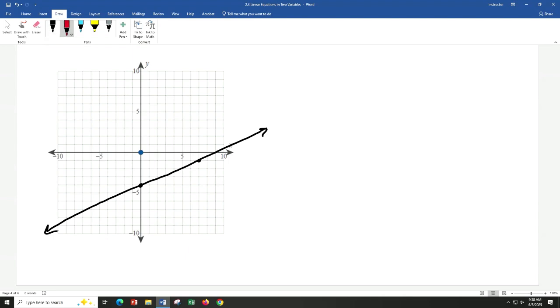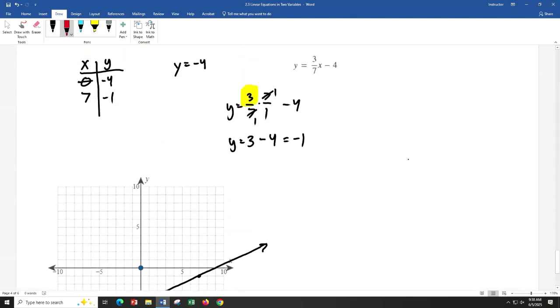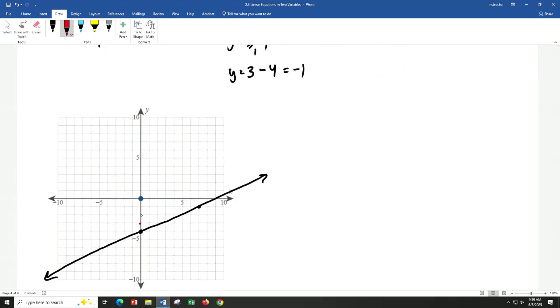Hey, does anybody remember what this guy is right here? Slope. Yeah. That's the slope. What is it telling me? If my slope is 3/7, what is that saying? Go up 3 and then right 7. Yeah, up 3, right 7. Remember that? Isn't that it right there? Look. 1, 2, 3. 1, 2, 3, 4, 5, 6, 7.